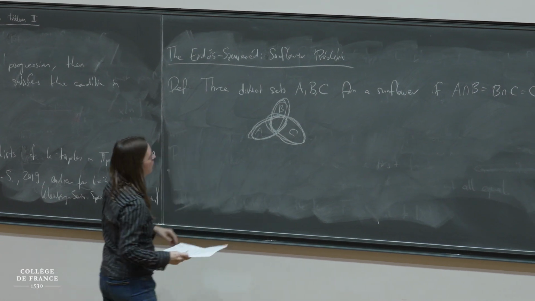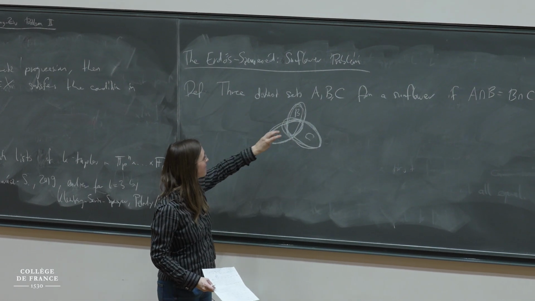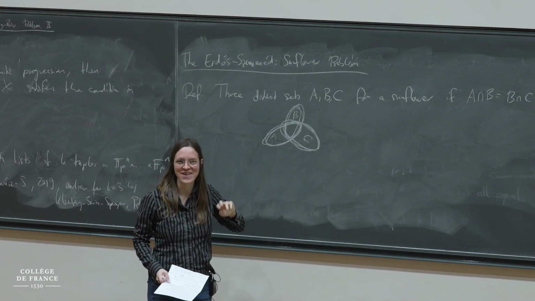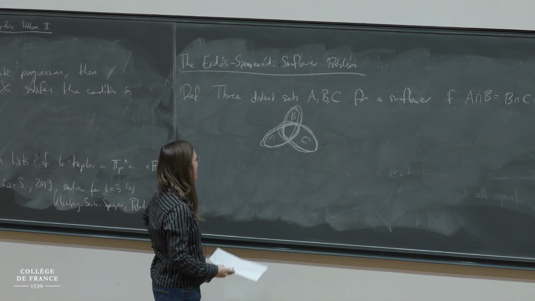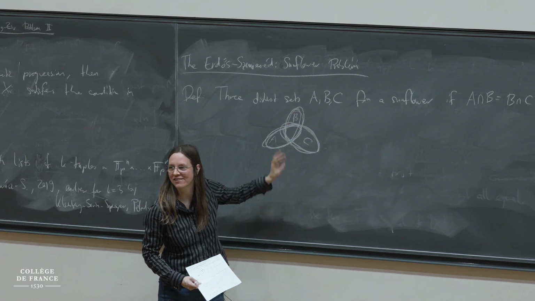So that's a sunflower. And if you look at this picture, maybe the first thing you would think of is not exactly a sunflower. I don't know why they came up with this name, but I think the idea is that it's a flower with a core and then some petals around it.